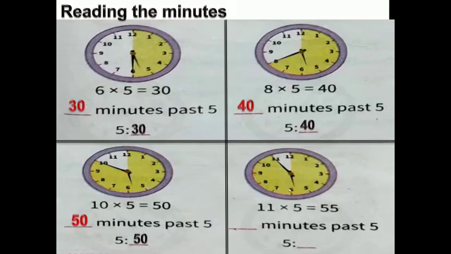And here the short hand still doesn't reach 6, and the long hand is on 11. So we can find the minutes by multiplying the number with 5. So 11 5s are 55. We can read the time as 55 minutes past 5 or 5:55.